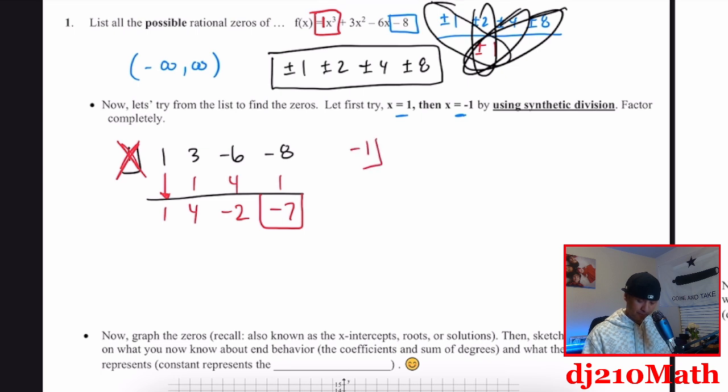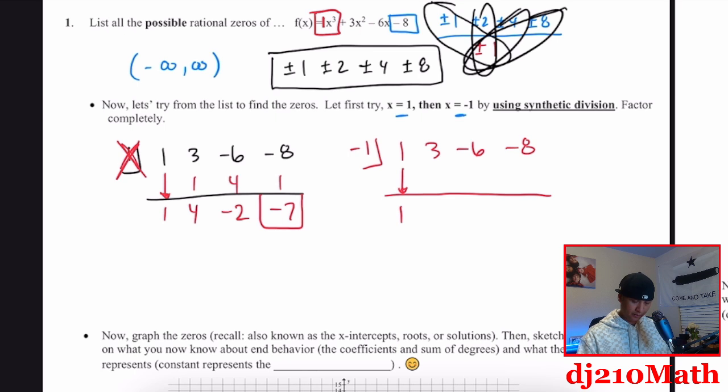So negative 1. Again, 1, 3, negative 6, negative 8. All right, bring down the 1, times negative 1, plus 3, times negative 1, 2, plus negative 6. So this is going to be negative 8 times negative 1 is positive 8, and this makes a 0. So this means that x equals 1 is a 0, right? So now let's find the rest of the zeros.